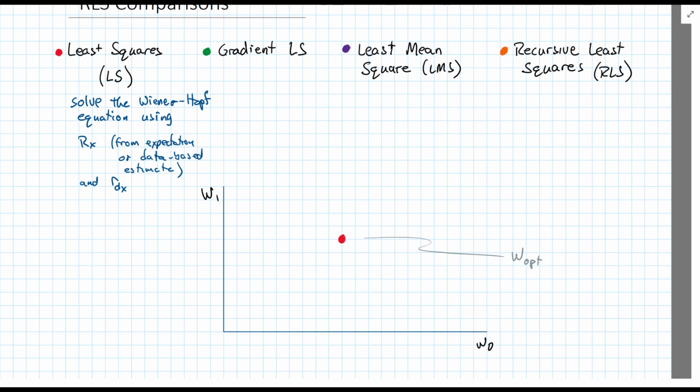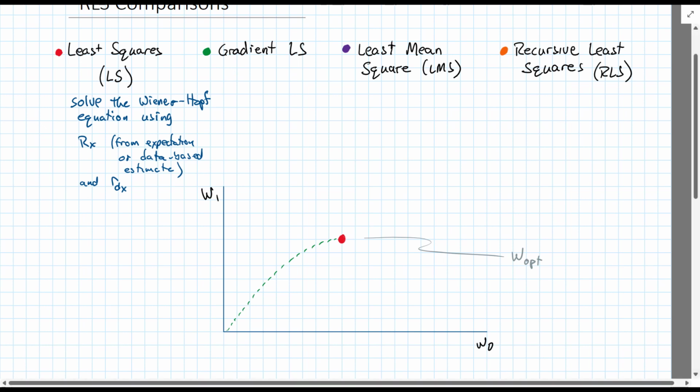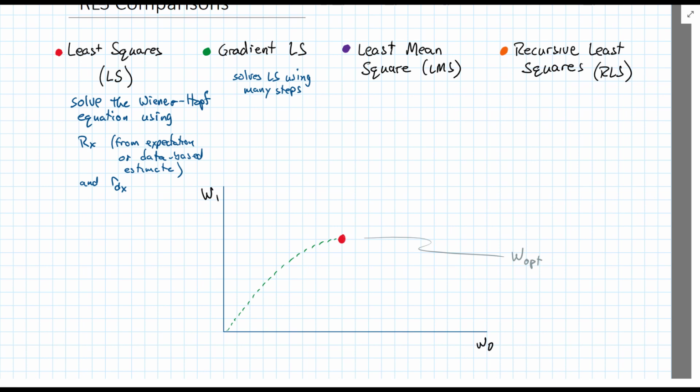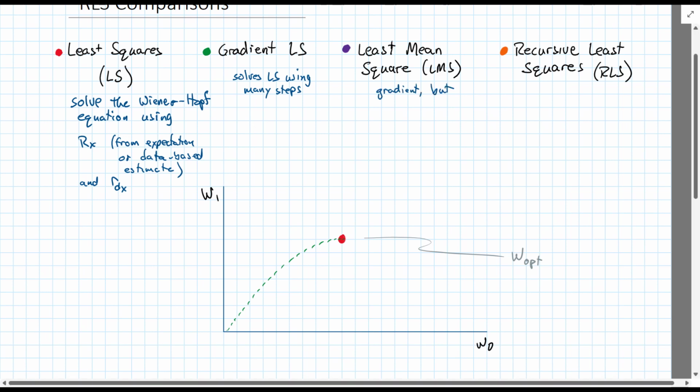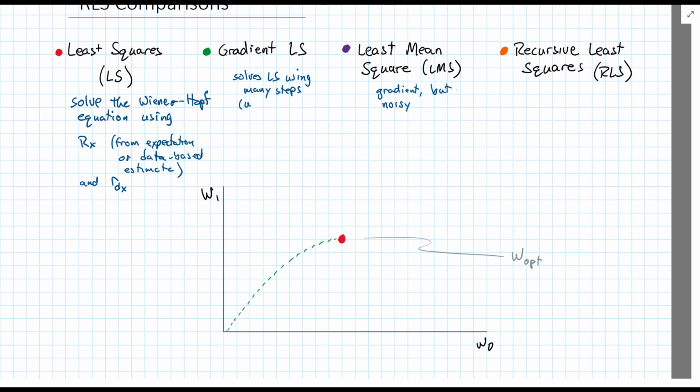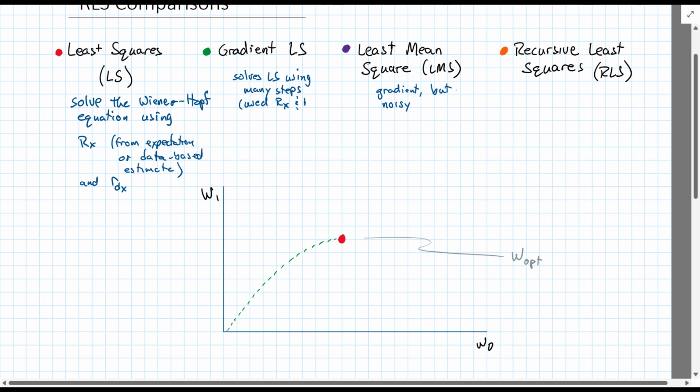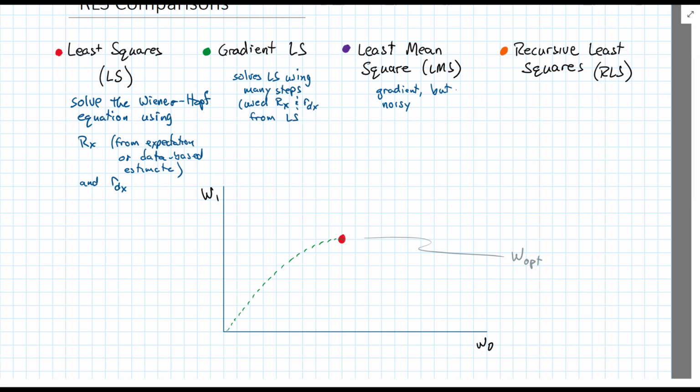Okay, next is least squares via a gradient. It's essentially solving the least squares equation and it goes directly there, if you will, using many steps. Then we came up with the LMS algorithm, and this was also a gradient search, but using a noisy gradient. The gradient least squares approach used Rx and RDX from the least squares solution.